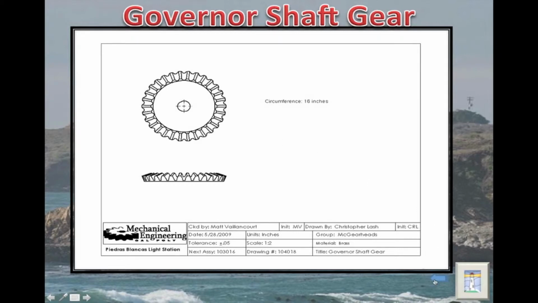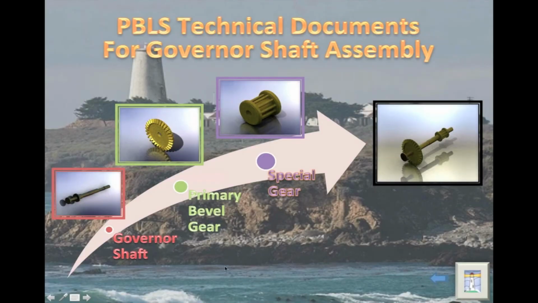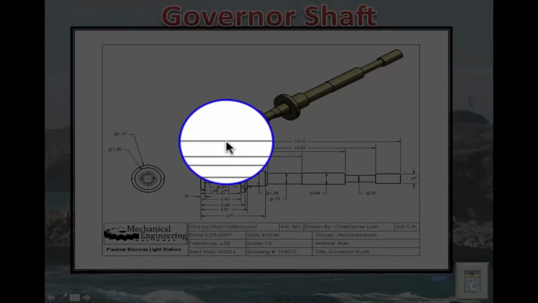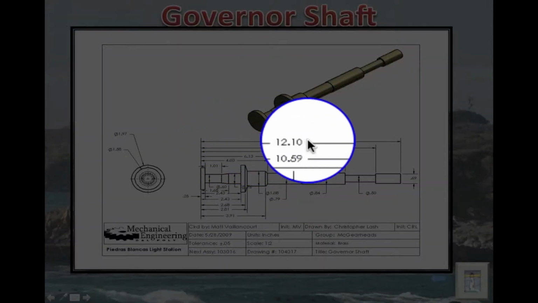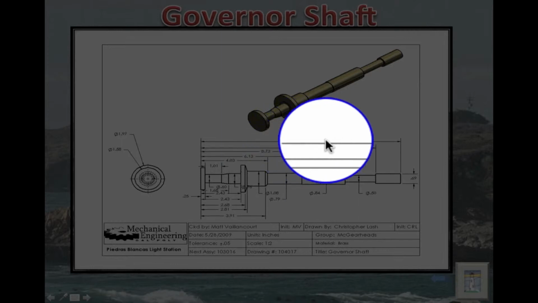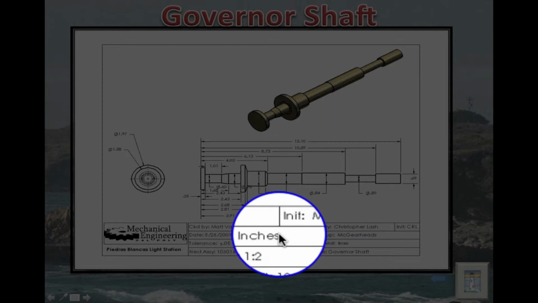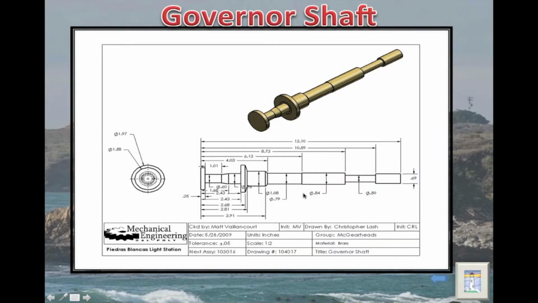They wanted to get an idea. I can go back. I wanted to take a look at the governor shaft, I can get an idea. And the way these documents work, I can see, okay, this is 12.1 inches down here, so it's about a foot long. This kind of gives visitors an idea of how long that shaft is.